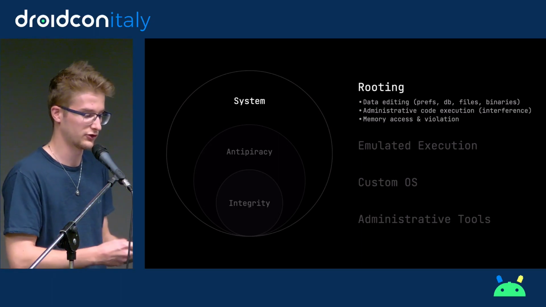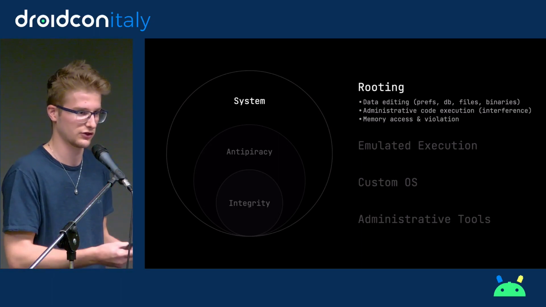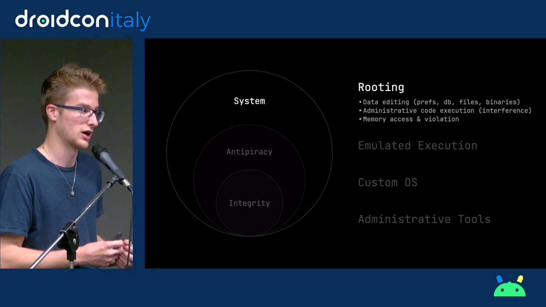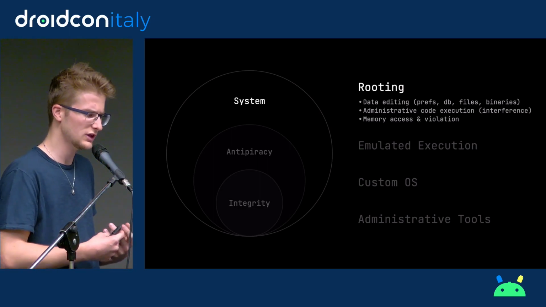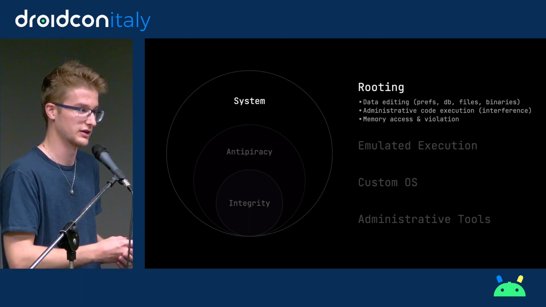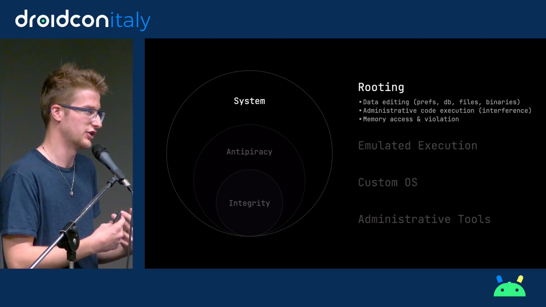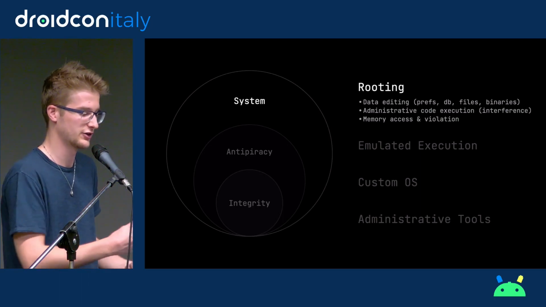You have administrative code execution because you can execute whichever code you want, and you have memory access and modification because you have operating system control, and you can actually edit and modify the memory of the program as it runs. This may not be your ideal scenario for software that you're trying to protect.